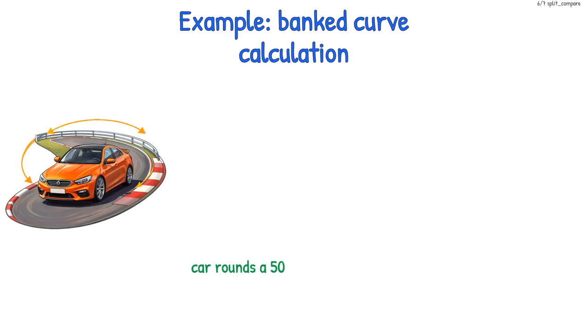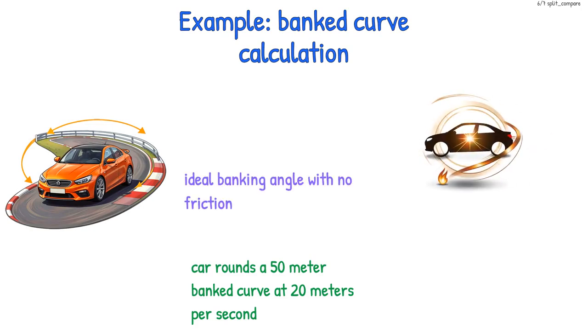For example, a car rounds a 50-meter banked curve at 20 meters per second. Calculate the ideal banking angle with no friction. Solution: tangent theta equals v squared over rg, which is 20 squared over 50 times 9.8, approximately 0.816, so theta is approximately 39.2 degrees.